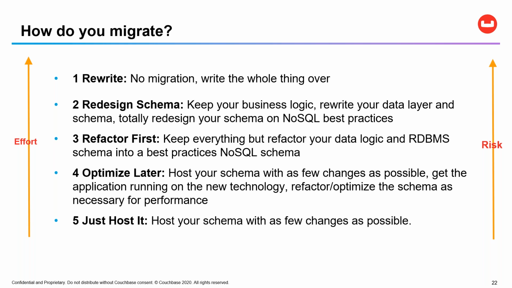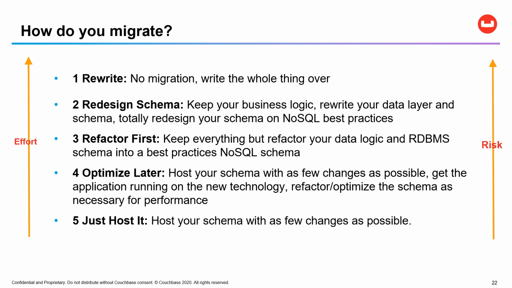Another option is to migrate the database and totally rewrite the data layer in the application. Little less effort, little less risk, but still enough that you want to think about it. Performance and scale is probably almost as good as rewriting with this approach. Another option is that we can keep everything as is, but refactor our data logic and RDBMS schema into a best practice schema. We're keeping our business logic, most of our data logic, but pursuing optimization up front.